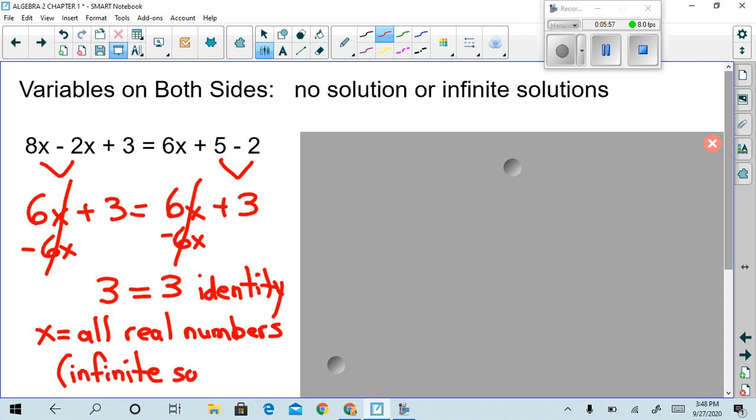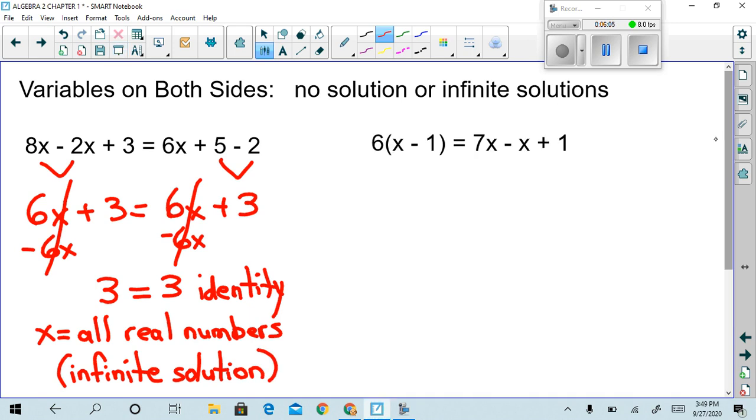So that's the second type of multi-step that we might see. In my last one, we see again some work that needs to be done before we can solve. We need to distribute 6x minus 6. On the right, I have some combined like terms. 7x minus 1x is 6x plus 1. Now I have variables on both sides.